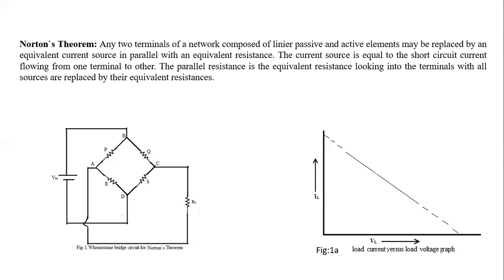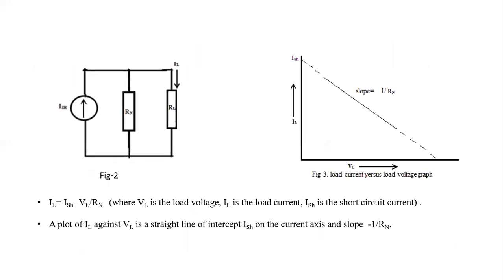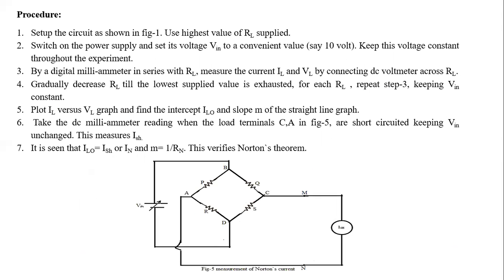So we can change this circuit in figure 1 to the circuit in figure 2. Okay. Now what will be the procedure? Again I am describing what the procedure will be. So first, set up the circuit. We have to set up the bridge circuit ABCD first, and we can use either the highest value or the lowest value of RN.